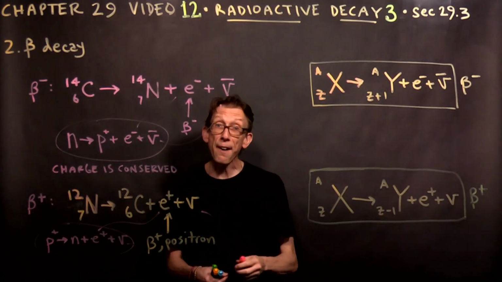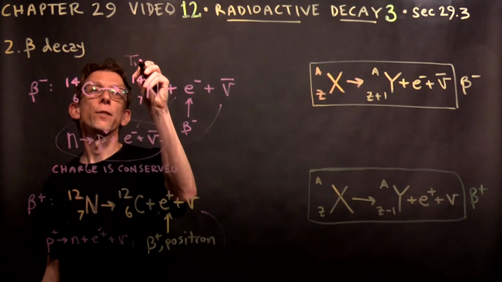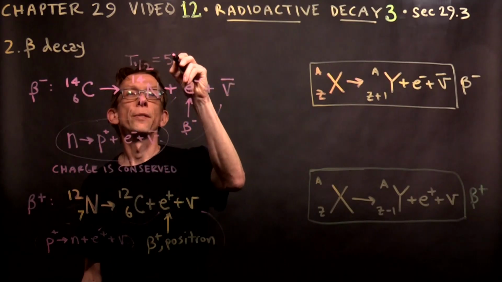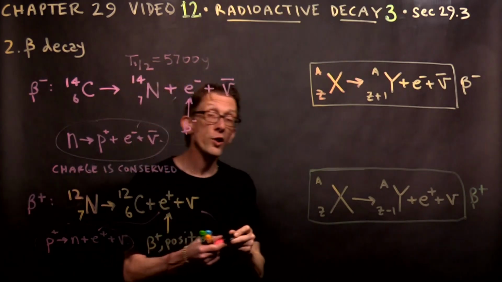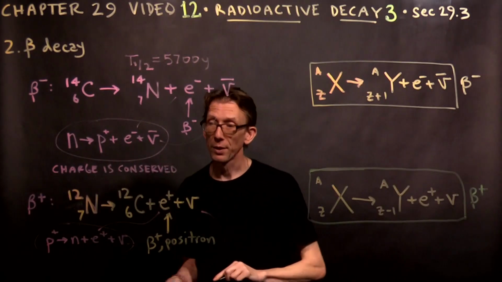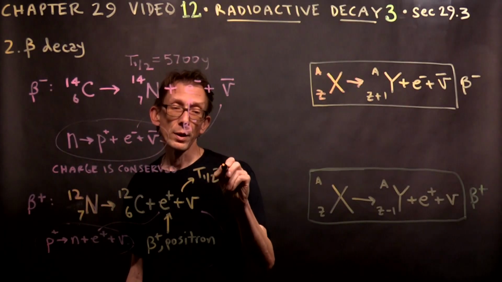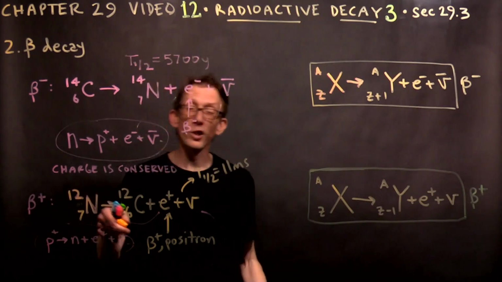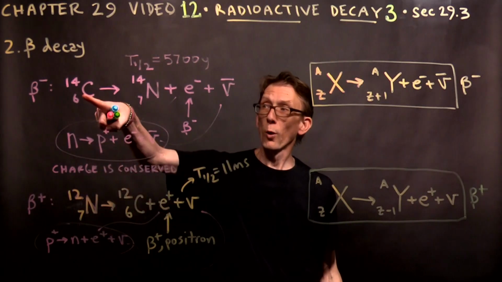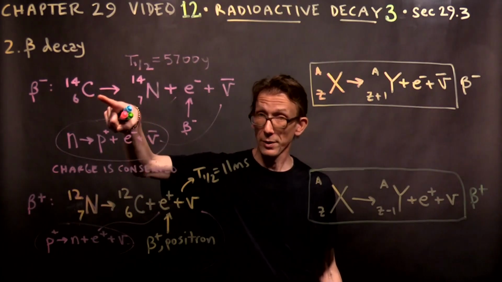Okay. The half-lives for these are interesting. For this one here, the half-life I think is 5,700 years. T1/2 for this decay is about 5,700 years. Far shorter than uranium-238's 4.5 billion years. This one here has a half-life of only 11 milliseconds. So nitrogen-12 only remains nitrogen-12 for a handful of milliseconds. Carbon-14 remains carbon-14 for several thousand years on average before it turns into something else.